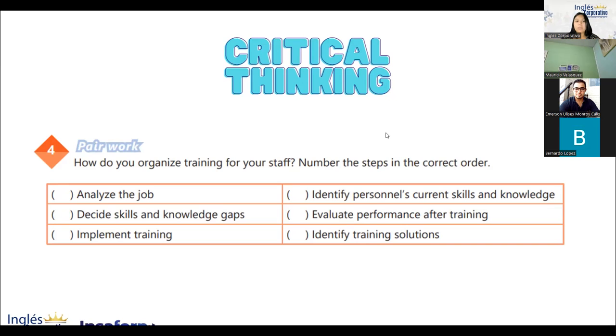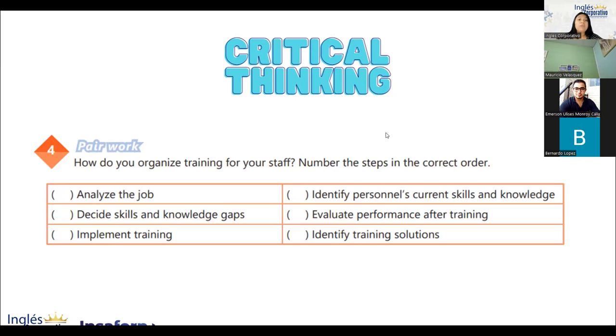y cuando ya las identifica, you implement the training. Lo implementa. Cuando ya lo implementa, then you evaluate. Ya evalúa. Y luego de evaluar, lo último, through the evaluation, right? A través de la evaluación, you will know si su equipo aprendió o no aprendió. So, ahí es donde usted va a decidir the skills and knowledge gaps. Decide las habilidades que ya adquirieron y las que aún le hacen falta. Esos vacíos que quedaron. ¿Sí?